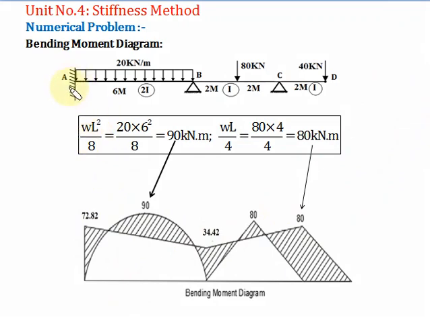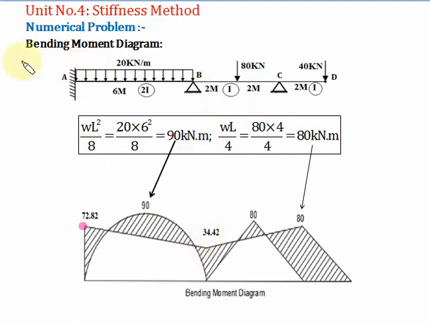Sorry, the moment in member AB is 72.83. Whether it is plus or minus, you have to show it above this horizontal line. This is the horizontal line. Above this, you have to show, and this diagram is not drawn to scale. Okay, so 72.82 in member AB. Now in member BA, the value is what?